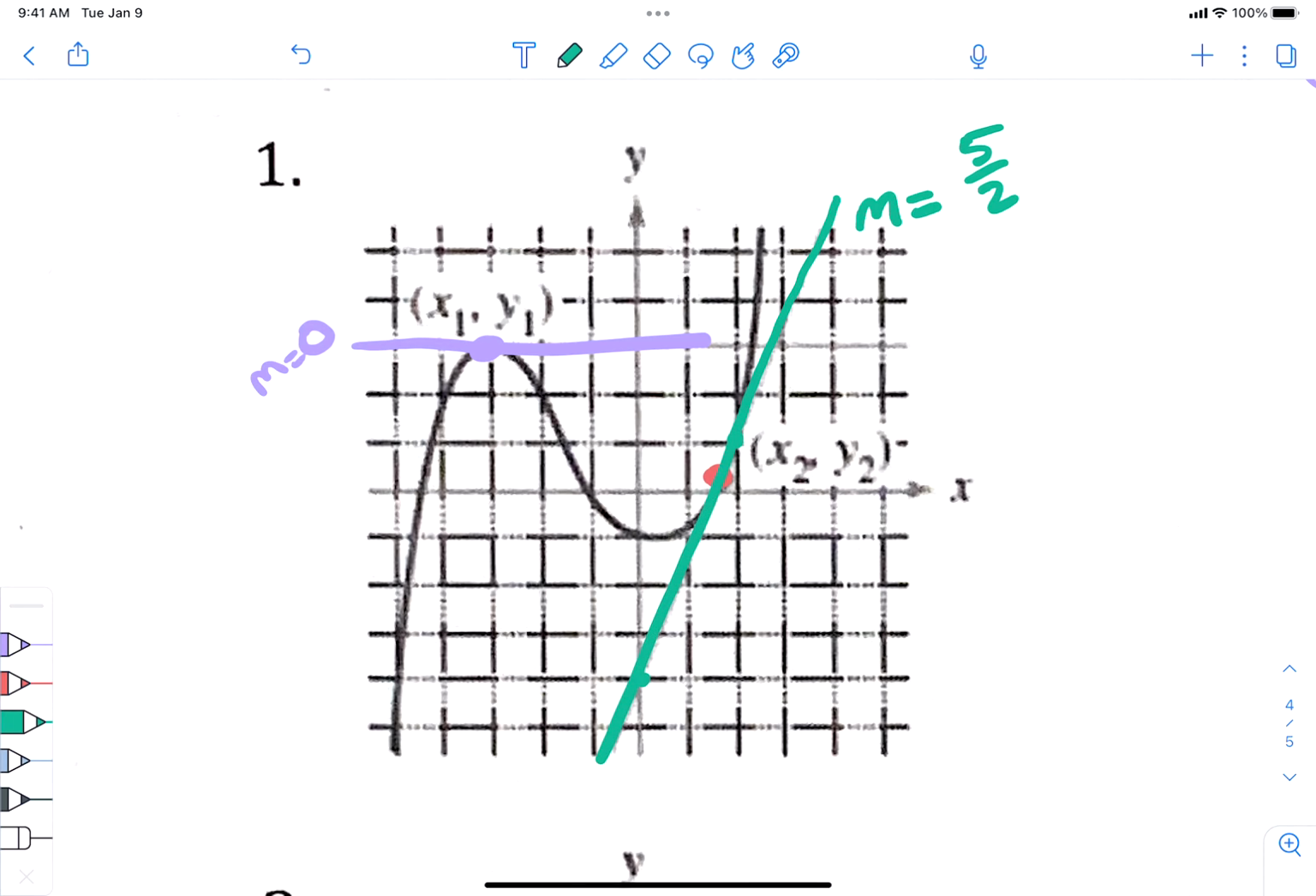That's his derivative. So we will say that the derivative of this function at the point x2, y2 is 5 over 2. His derivative is 5 over 2. That's the slope of his tangent line. Good? Okay, number 2.